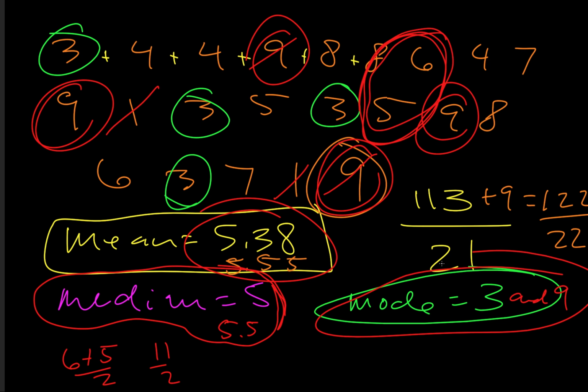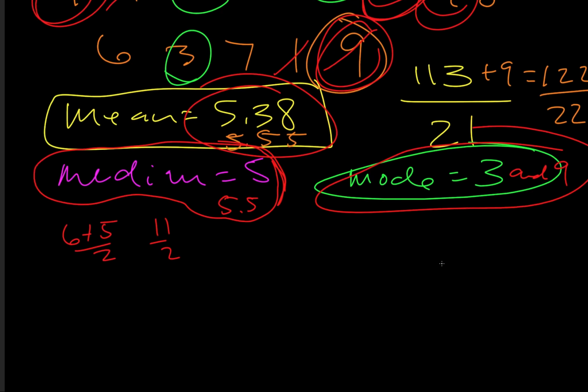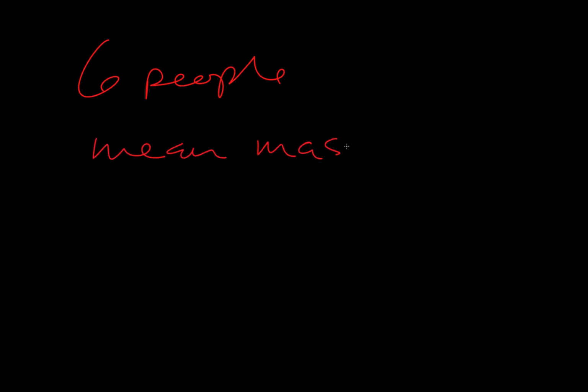Okay. Now we just have one more example, example 2. If 6 people have a mean mass of 53.7 kilograms, find their total mass.